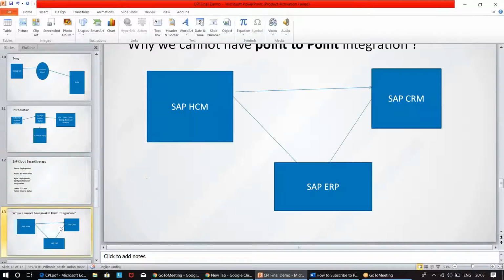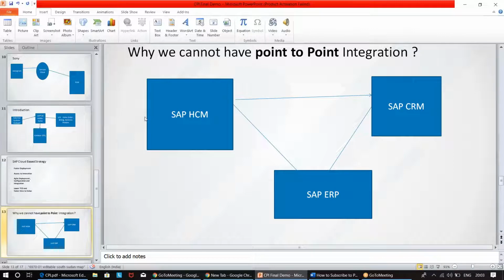Then I gave you a food-for-thought question. Let's assume we have on-premise systems, maybe your human capital management, your ERP or your CRM, all SAP systems, purely on-premise. I'm not talking about cloud. Why can we not have direct point-to-point integrations between these different systems? That was the question I asked yesterday, and I know people would have thought about it, because it's quite critical.